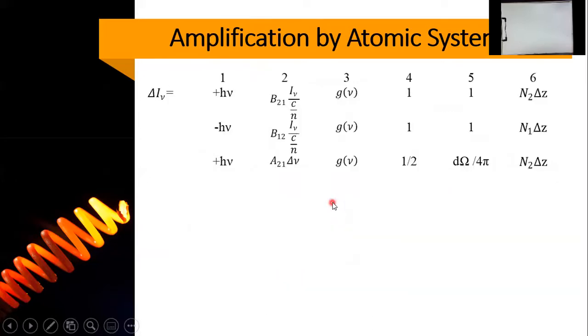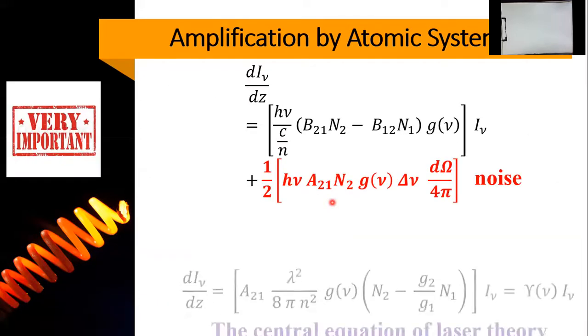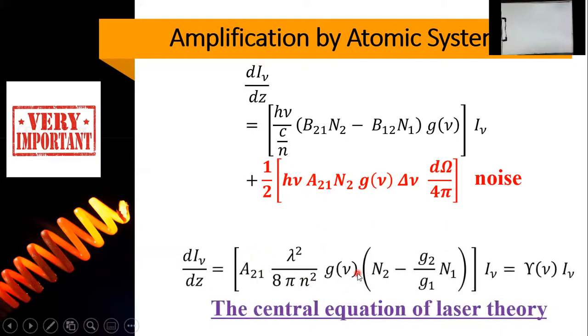So we have here this sigma term times 2 N2 minus G2 over G1 I of mu. And we will call this big term gamma. Now, this is a competition between the stimulated emission and the absorption. If the stimulated emission dominates, then your light will be amplified. If the absorption dominates, then your light will be attenuated.